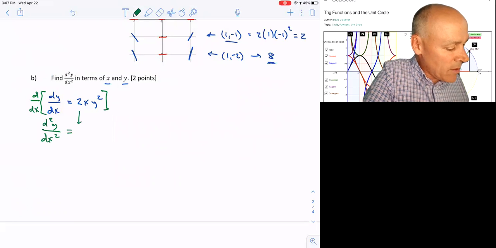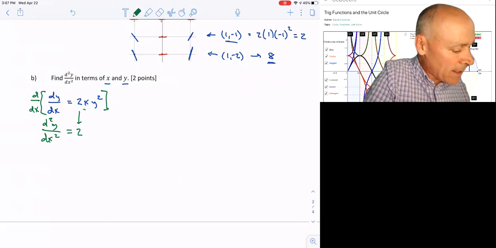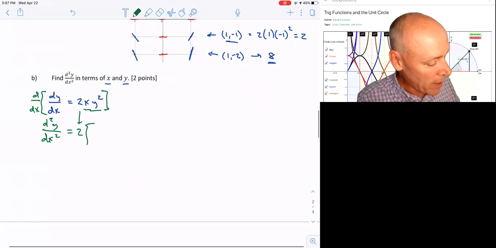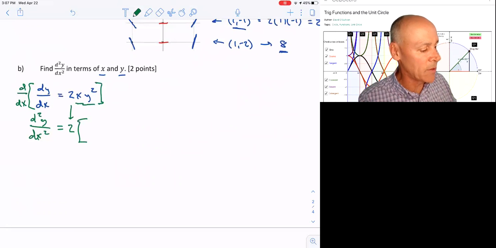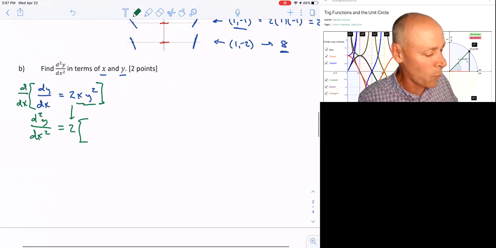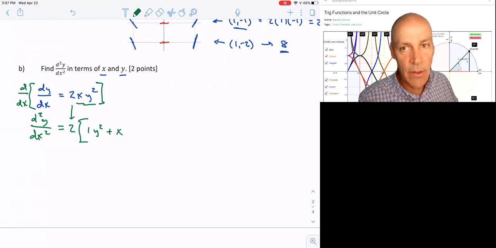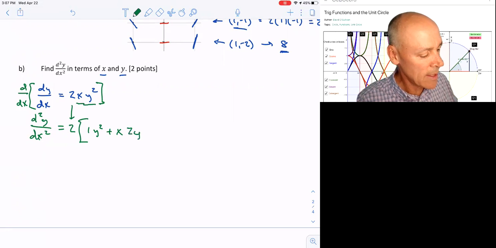I'm going to bring this constant straight down, and then I need to recognize xy squared. I have to use the product rule. Okay, so product rule, I'm going to find the derivative of x with respect to x, that's 1 times y squared, plus x times the derivative d/dx of y squared. That's going to be 2y dy/dx.